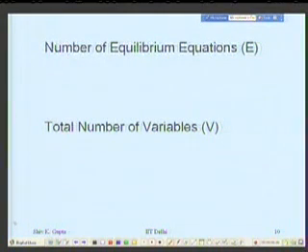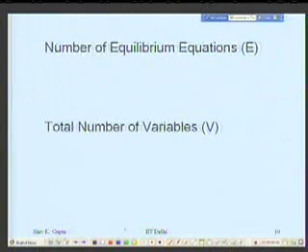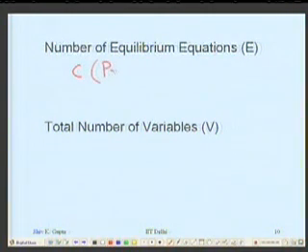So how many equilibrium equations do I have? The number of phases minus 1 for each component. I defined the components already. Let's say I have C components, and for each component I should have P minus 1 equations, where P is the number of phases. Is this clear?